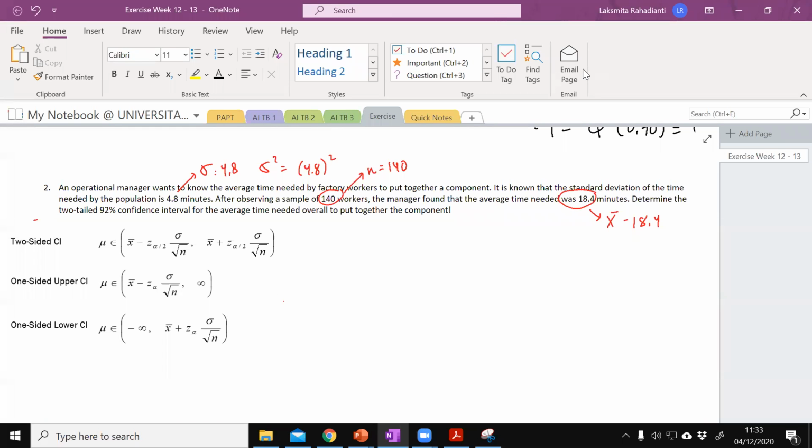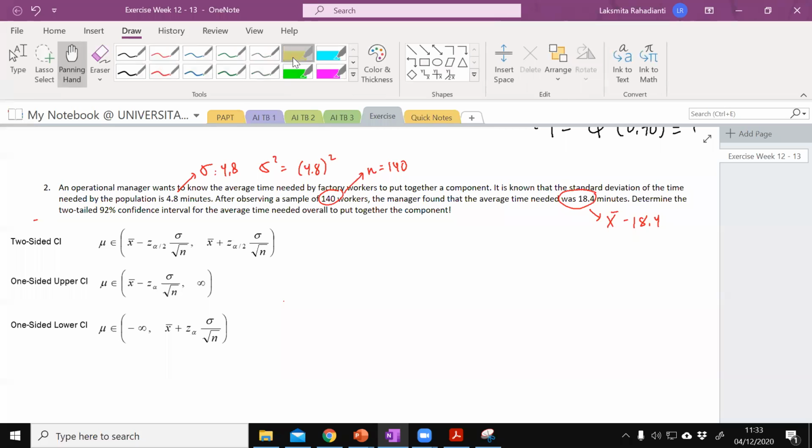Okay, so while I paused the video just now, I got this graphic together. So what we want to compute is a two-sided confidence interval. This one part here, I want to compute the two-sided confidence interval. And I know that my confidence interval is 92%.